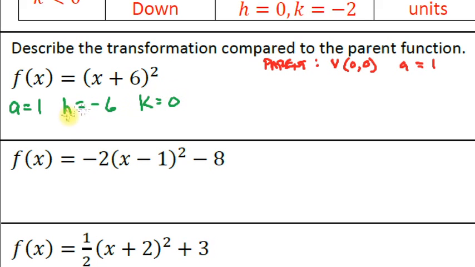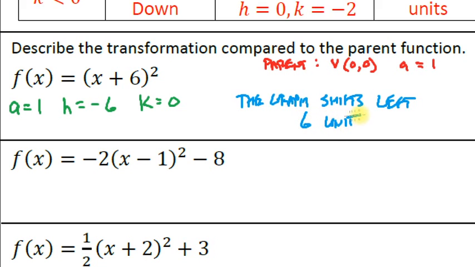So in this case, we've got our h value shifting the graph. So this particular graph, describe the transformation. We're going to say the graph shifts. Now h is negative 6. That means it's going to shift left 6 units. That's all that happens. The graph shifts 6 units to the left. It doesn't change shape, it doesn't change direction, and it doesn't go up or down because there's no k value. Take a look at the next one.